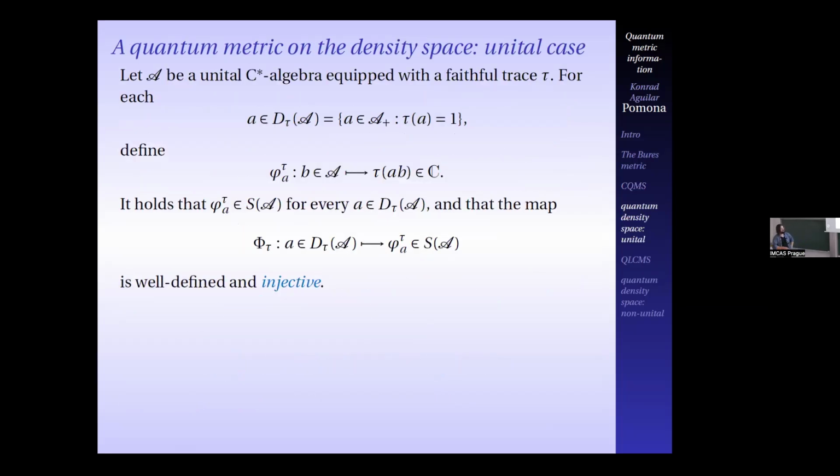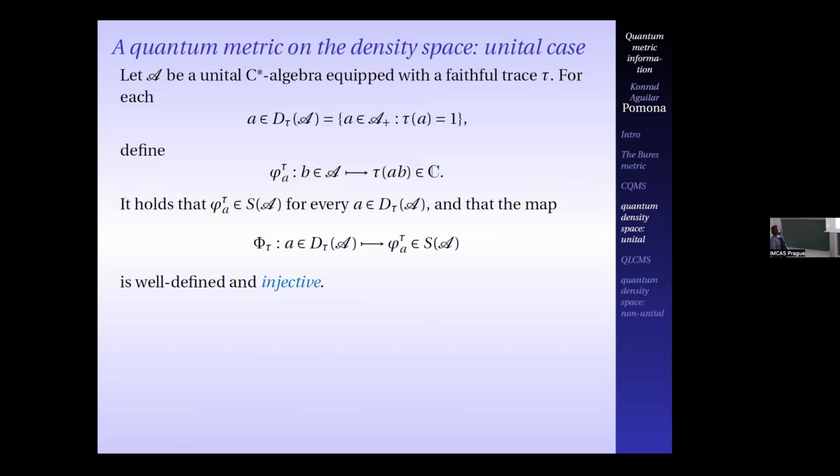Okay, so here's the answer to Ray's question. That was compact quantum metric spaces and some examples that we'll revisit later. But how do we now put this given the density space? We don't have a C-star algebra anymore, well, we'll get to that. This doesn't require a quantum metric at the moment. We can just do this anytime we have a faithful trace, which of course isn't always the case. So again, I'm still in the unital case, just reminding us of the definition of the density space.